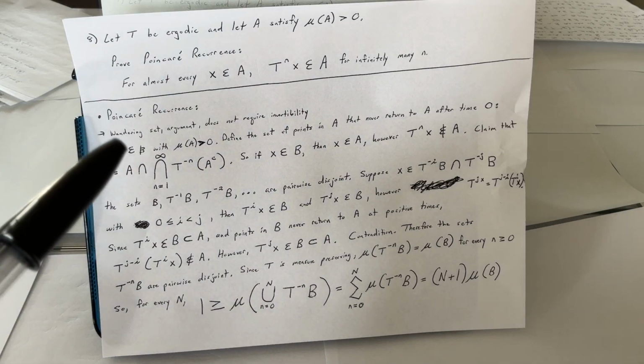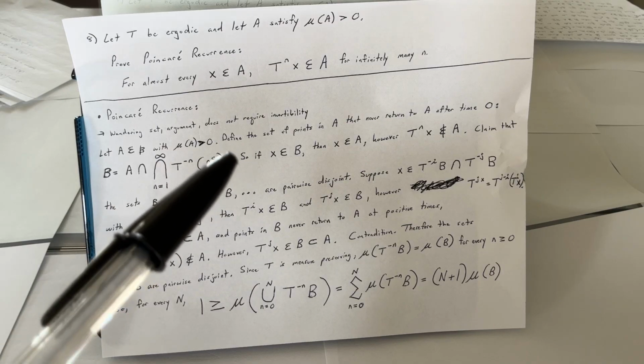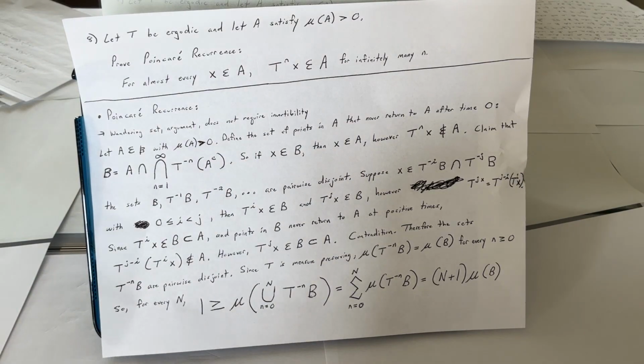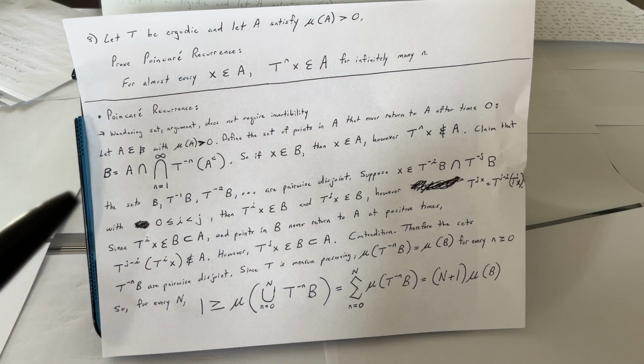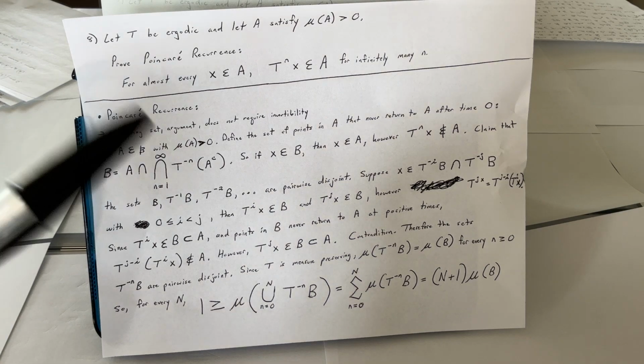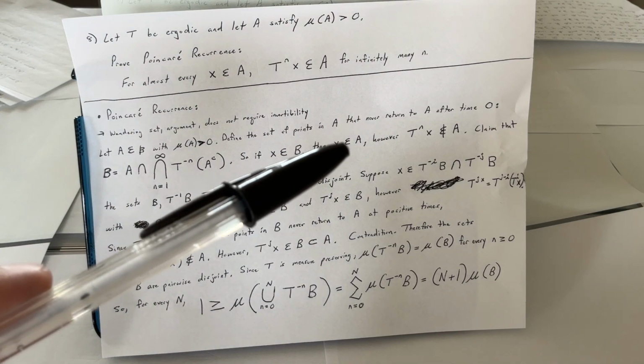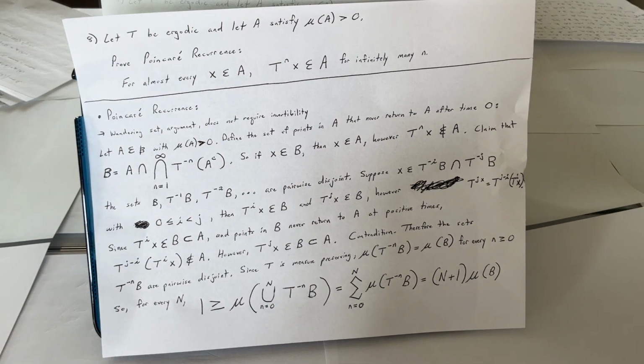So we're going to let A be in this B script with mu of A greater than 0. Define the set of points in A that never return to A. And we get the following for our B. Our B is the intersection from n equals 1 to infinity of T to the negative n, A complement. So if x belongs to B, then x belongs to A. However, T to the n of x does not belong to A.